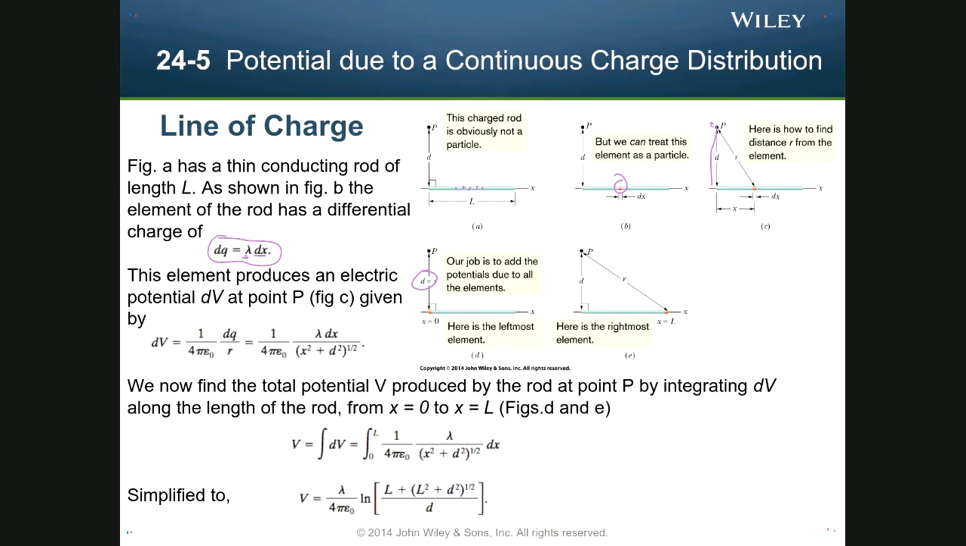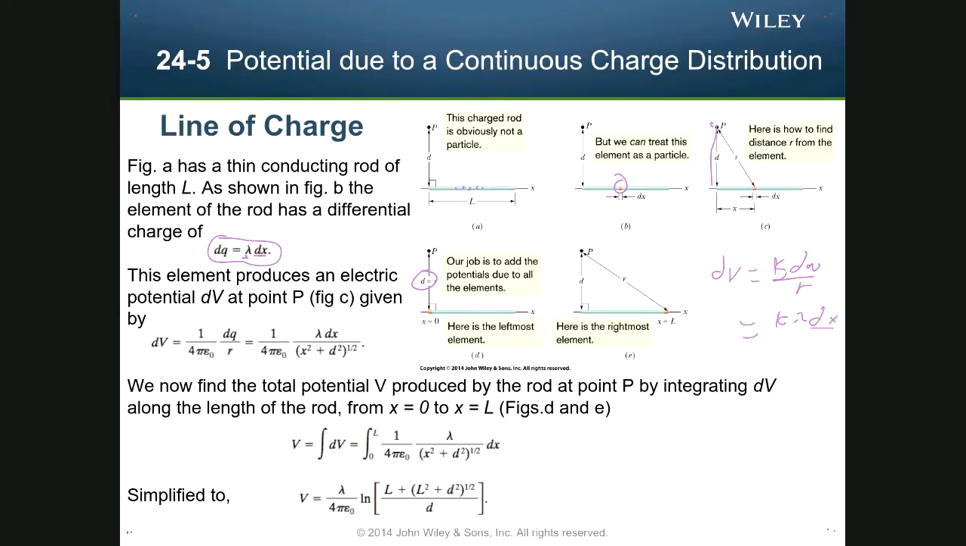So we can look at our dv equals k dq over r. We can look at this as k lambda dx. Now recall, x is not equal to r. So if you look here, if this is x and this is r, we have a dx. You can see that here.